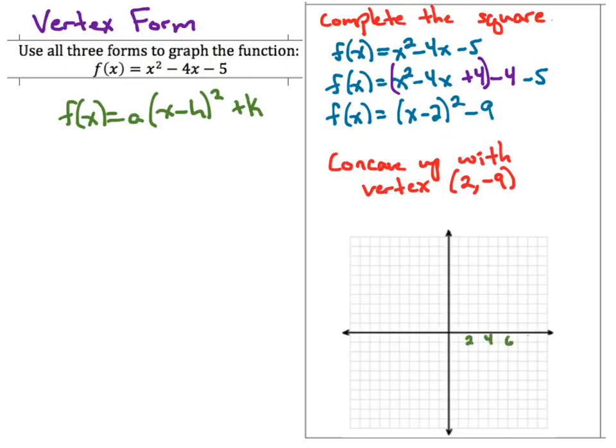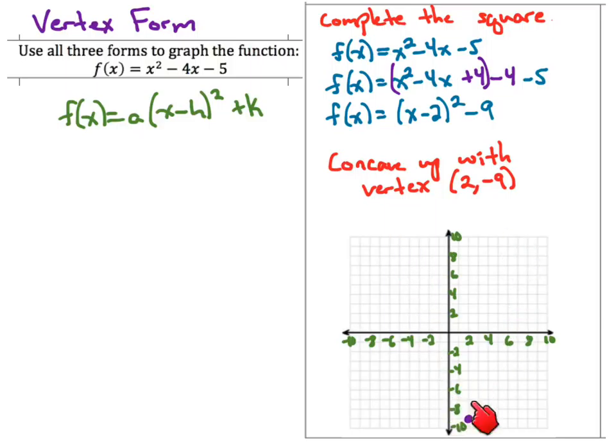So I can plot, really quickly. I'm going to remember to label my axes. I'm going to get lazy later. And there's my vertex, (2, -9). I should label that point, (2, -9). There's my vertex. And now what do I have to do to continue graphing?